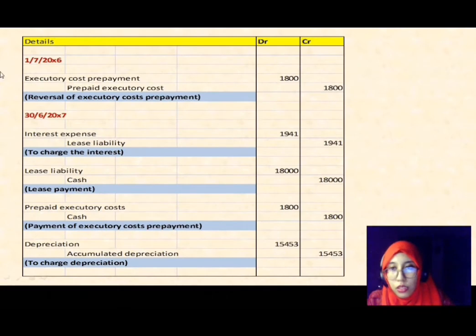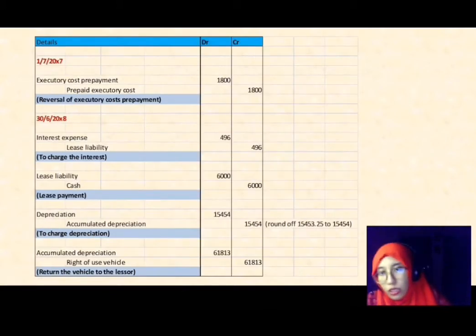so this is the third year. They will pay the same things, and you can see here the interest expense is lower than before, 1,941. So we do the same things, and I just keep this. And okay, this is the end of the lease term.